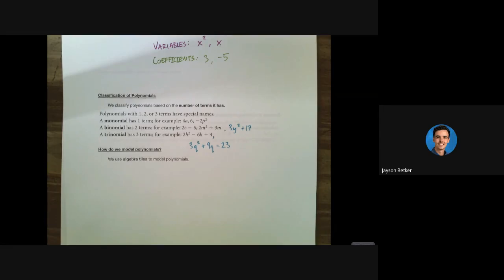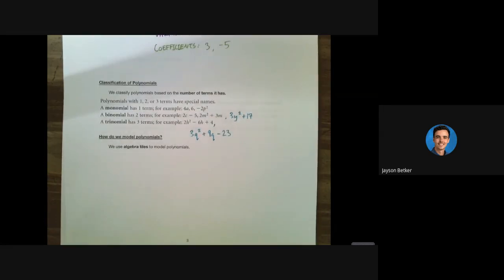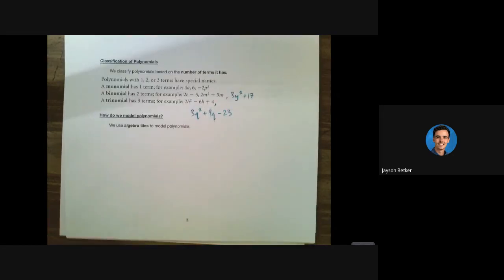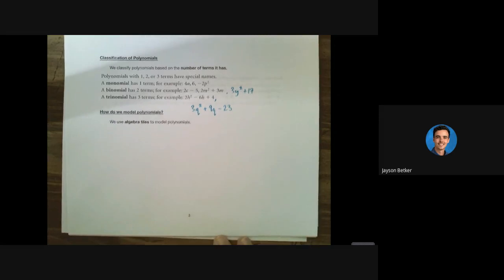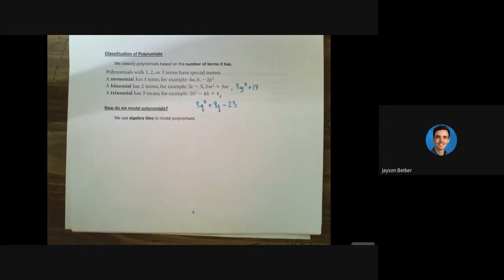All right. So how do we model polynomials? We use something called algebra tiles to model polynomials. I don't know if you guys remember using algebra tiles before. I do believe that you have used them in the past. I'm going to use the colors red and yellow because that's what it uses in your textbook. And we've got 3 different types of algebra tiles that we need to know how to write out.